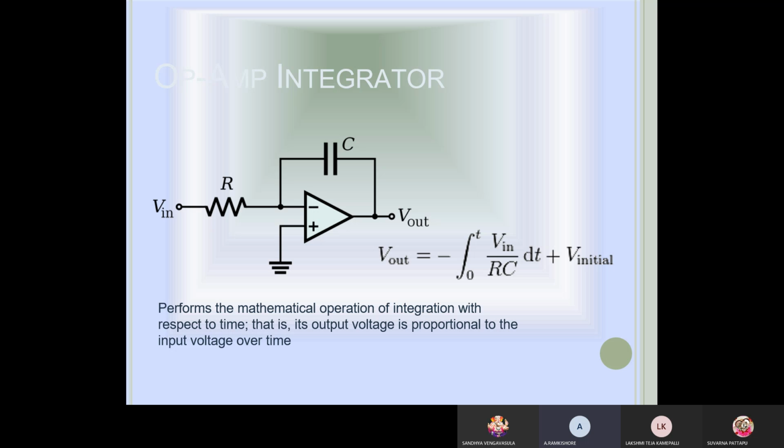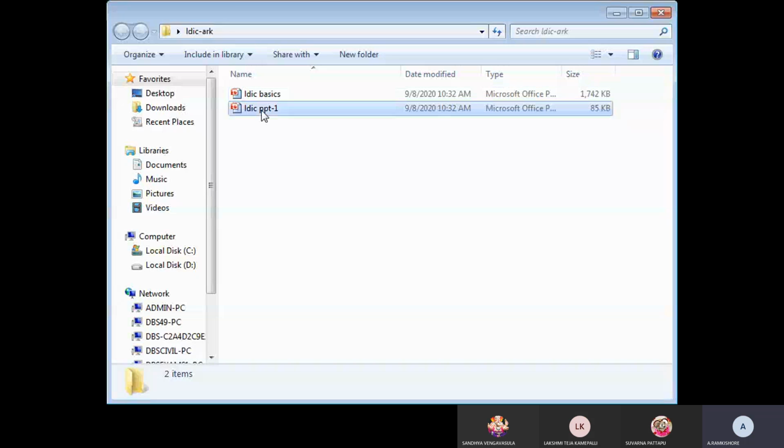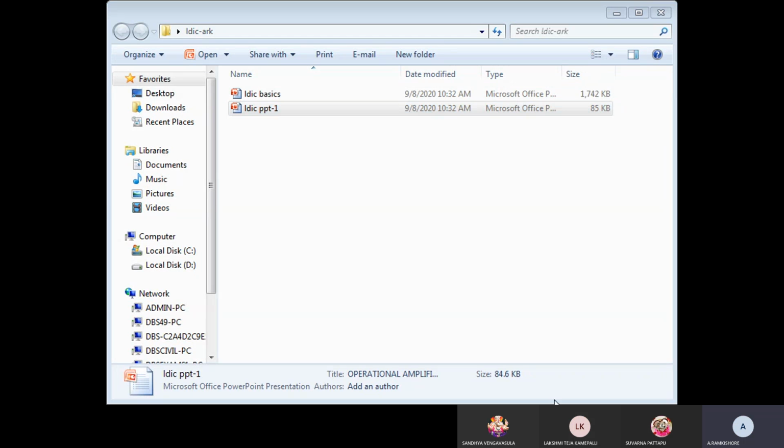I will share another slide, so you will clearly understand what the op amp is and related information. That is another slide of the op amp.